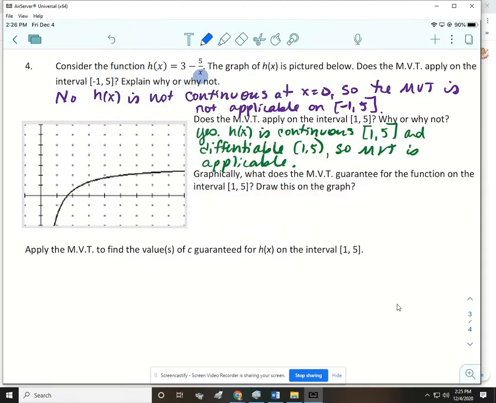Right, and then graphically, what does the mean value theorem guarantee for that interval? So this is kind of what we said at the very beginning, that at some point the secant line and tangent line are parallel.